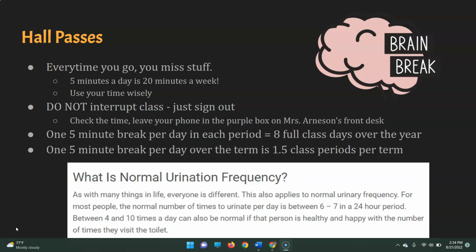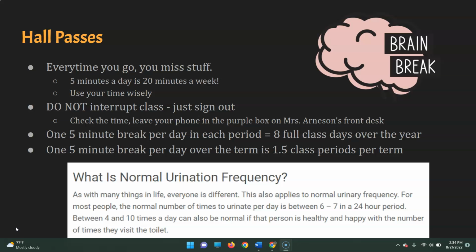So make sure you leave that in the purple box on my front desk. If you don't follow the rules, like you're staying too long, like you miss more than 5 minutes or you don't put your cell phone in the box, then you will lose your passes in the future. So please try to make sure you follow those policies because you don't want to lose that out for when you actually need it.